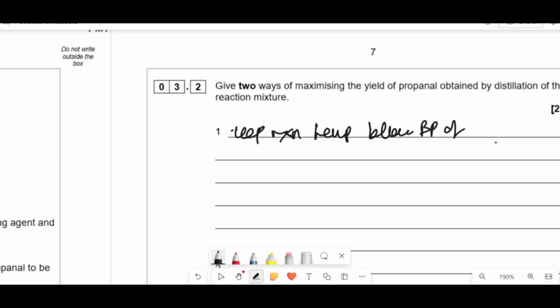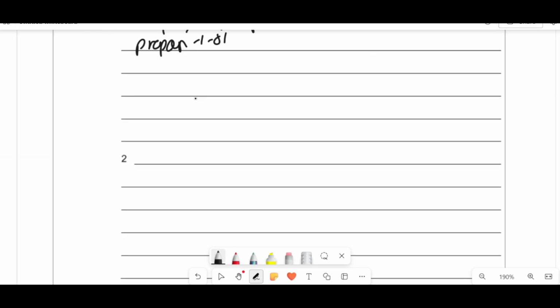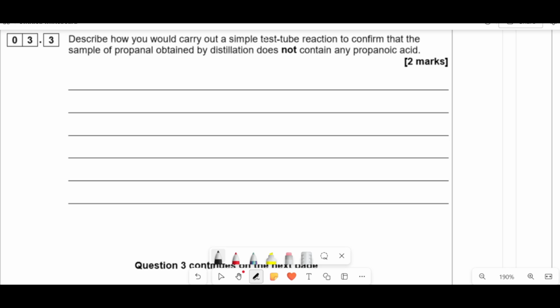For example, you should really refer back to this in this example. So below the boiling point of propan-1-ol, or for example, just saying the temperature at which it boils as well. Either's fine. The other option is that we should also cool the distillate using a condenser, because then we'll collect it all, and we won't evaporate more of it and lose it afterwards.